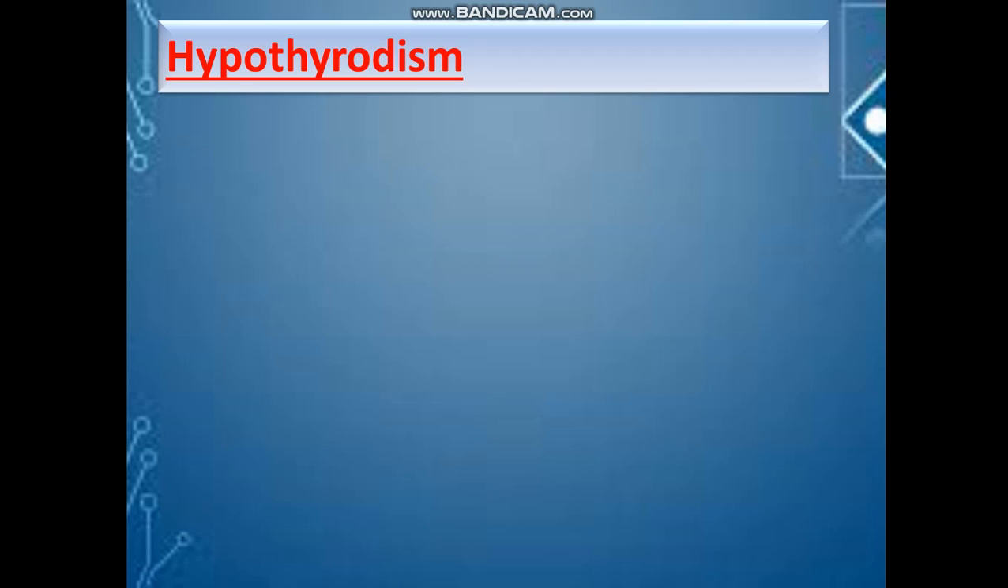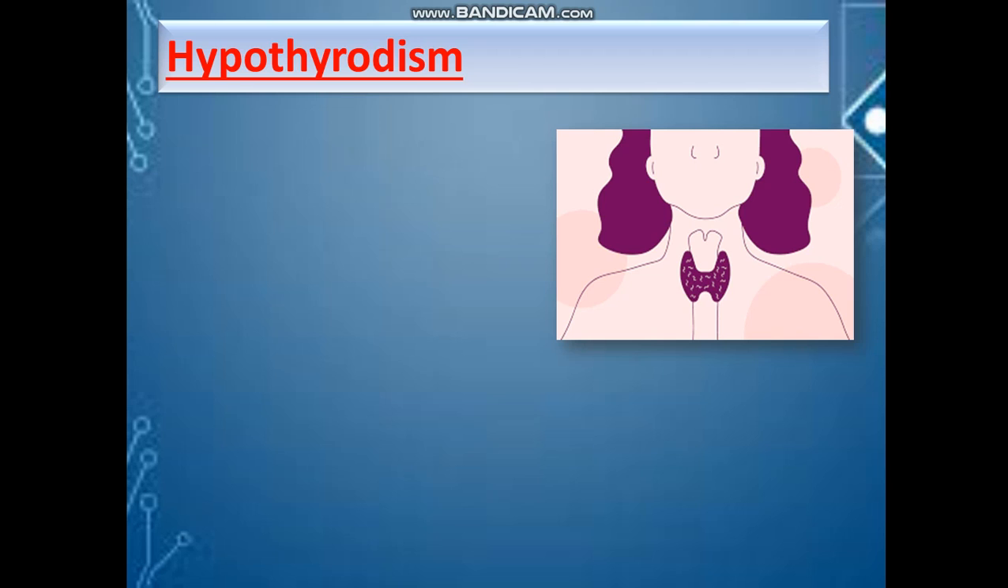Hypothyroidism. Before talking about hypothyroidism and its effect on the eruption of the teeth, let's make a review about the thyroid gland. The thyroid gland is an endocrine gland, consisting of two lobes connected by a special type of tissue called the thyroid isthmus. The thyroid gland is located in front of the neck, below the Adam's apple.